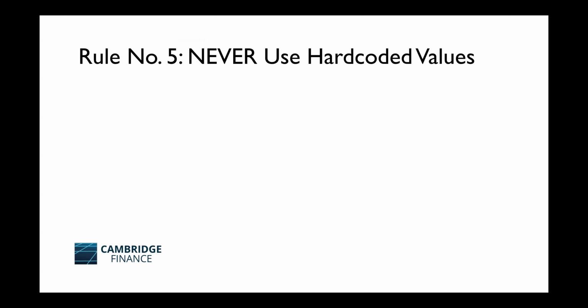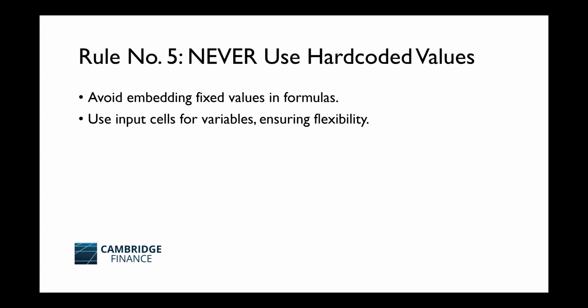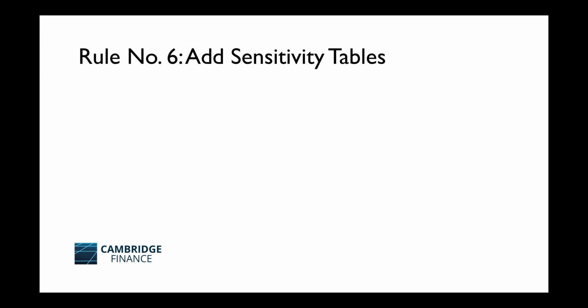This is very, very important. Never, ever, ever use hard-coded values, okay? Hard-coded means putting a number into a formula. You have to use input cells for variables, ensuring flexibility. If it's an input, make sure that it's an explicit input, and then you link it with your formula. And as I mentioned, if there's one source of errors in financial models, it is this hard-coding.